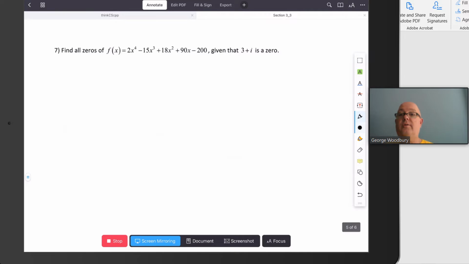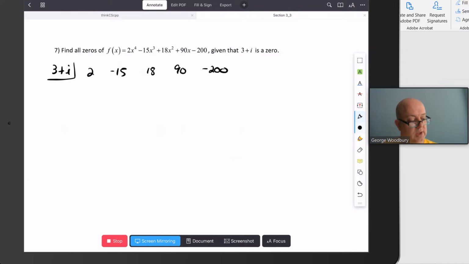Find all zeros of f of x equals 2x to the fourth minus 15x cubed plus 18x squared plus 90x minus 200, given that 3 plus i is a zero. I'm going to use that fact right away with some synthetic division. We're going to divide 3 plus i into 2 for x to the fourth, negative 15 for x cubed, positive 18 for x squared, 90 for x, and negative 200 for the constant term.